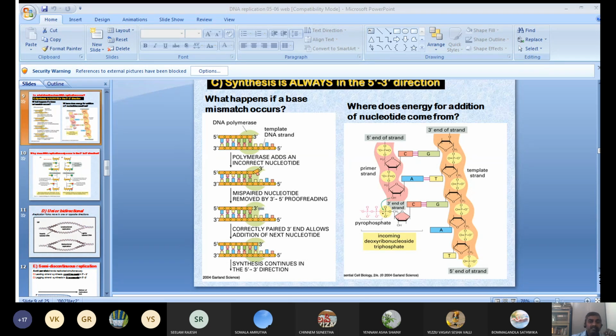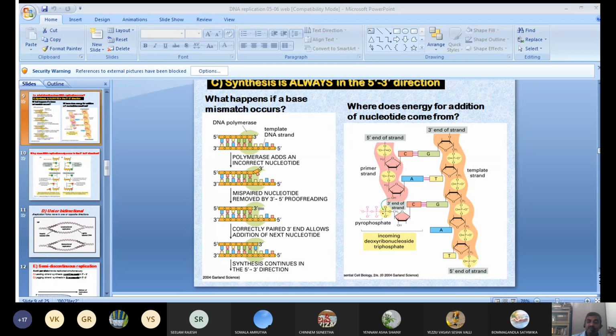Okay, so endonuclease means it cleaves in the middle of the DNA molecule anywhere, and exo means it starts removing the nucleotides from this side or this side, that means from any one of the ends. So it recognizes and then removes all the nucleotides. So here the DNA polymerase has 3' to 5' exonuclease activity.